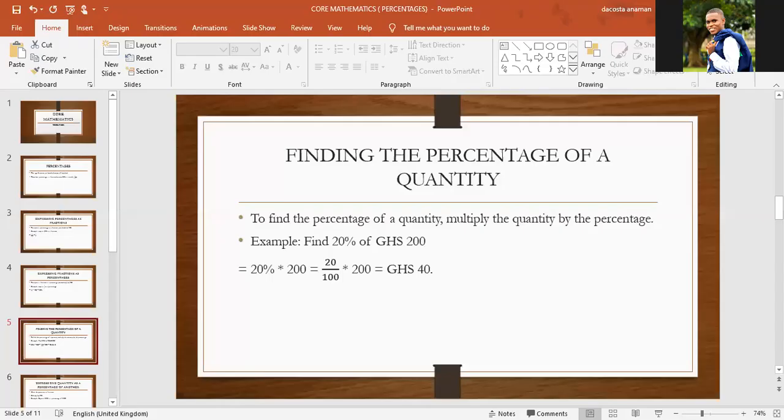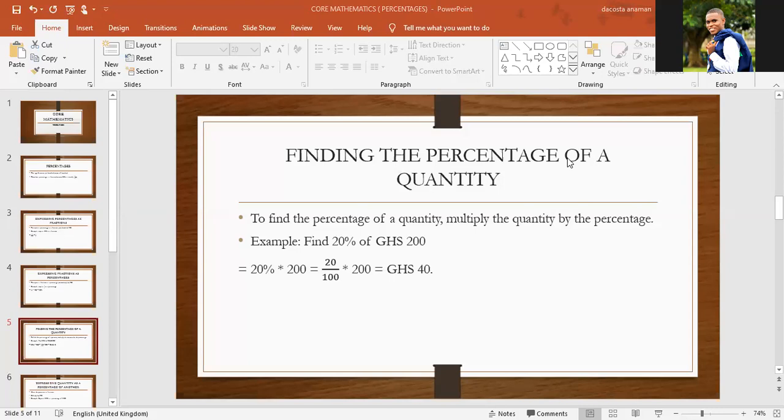Now we are going to talk about finding the percentage of a quantity. To find the percentage of a given quantity, you multiply the quantity by the percentage. So you have 200 Ghana cedis and you are being asked to find 20% of that 200 Ghana cedis. What you do is multiply the 20% by 200 Ghana cedis, and that will give you 40 Ghana cedis.